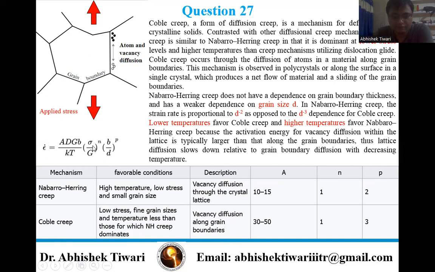And the values of A, N, and P for the strain rate formula, A D GB over kT times (sigma over G) raised to power N times (b over d) raised to power P. So the value of A for Nabarro-Herring creep is between 10 to 15, N is 1 and P is 2. And for Coble creep, the values for A are between 30 to 50, and N is 1 and P is 3.